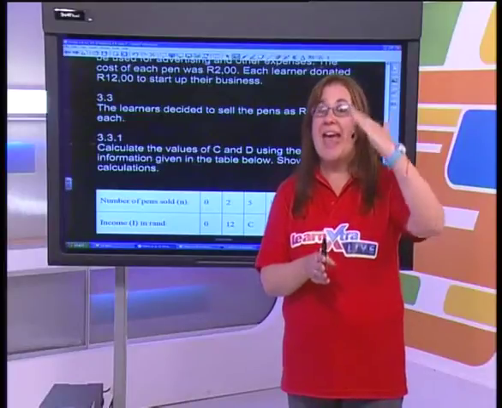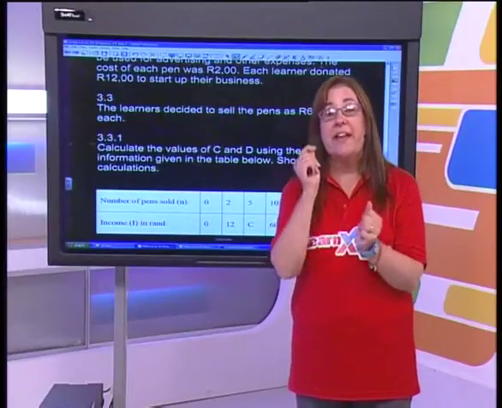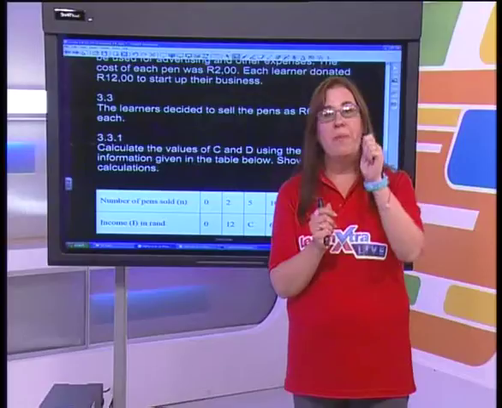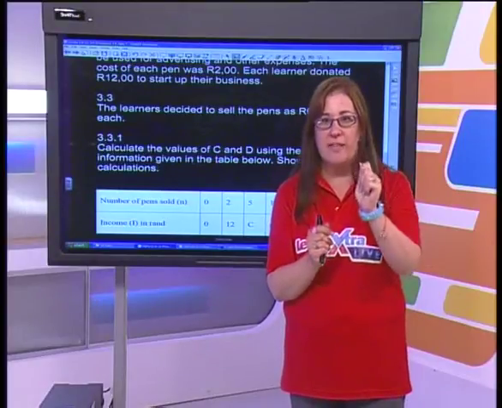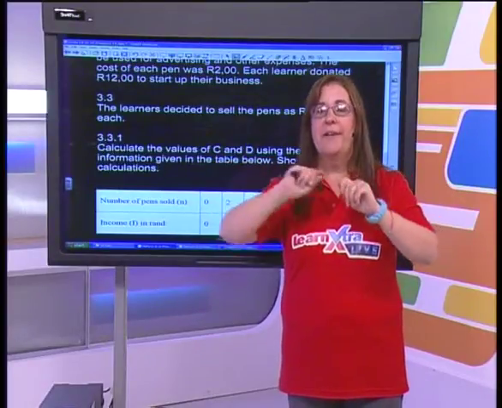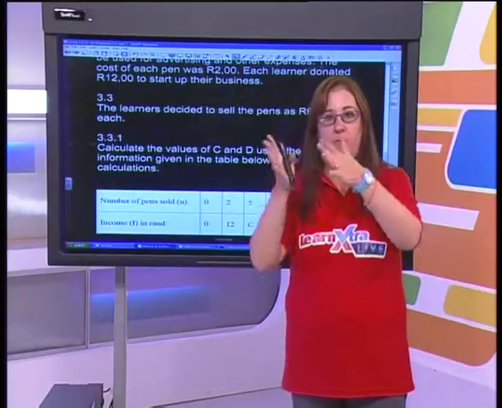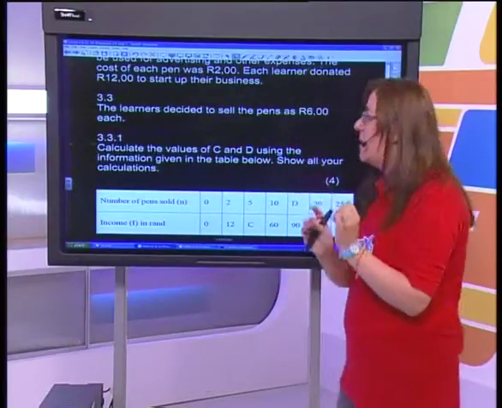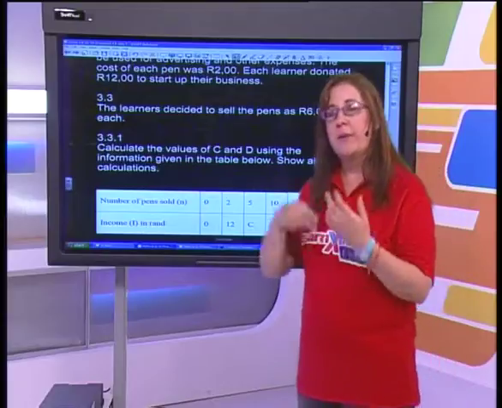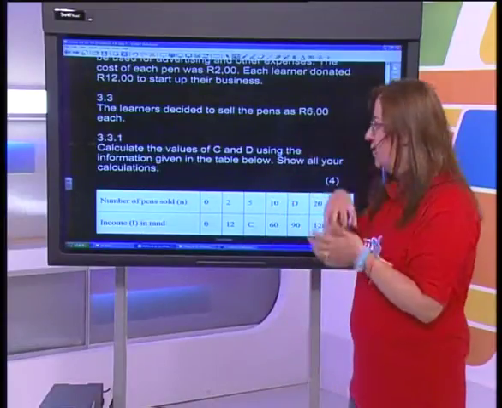What we had in this case is at 0 pens, they still had a fixed cost of 40. So remember your graph has to start at 40 Rand, and then it should be a straight line because it's a constant increase of 2 Rand per pen. So just bear that in mind. We'll try to get to the graph later, but otherwise we'll do graphs when we do graphs.